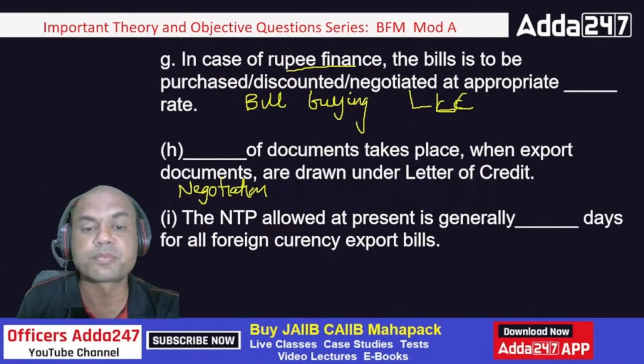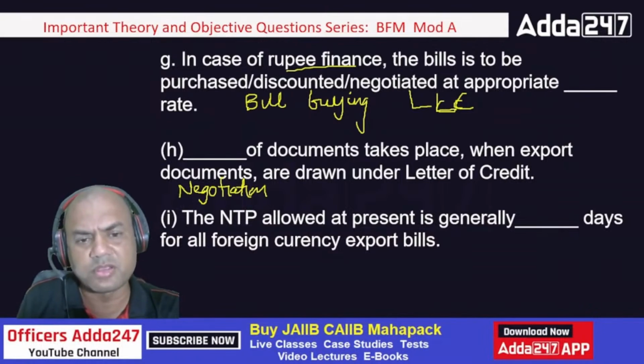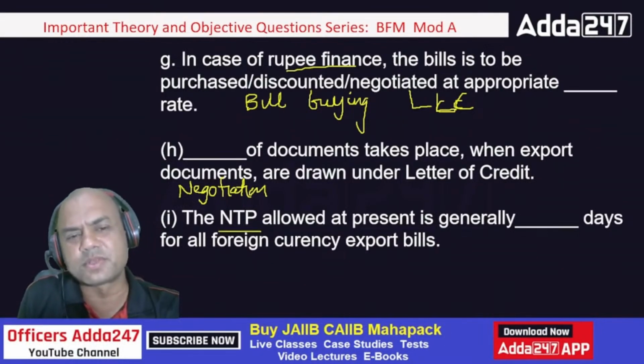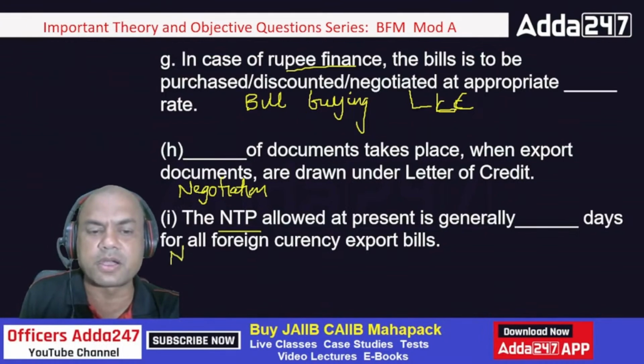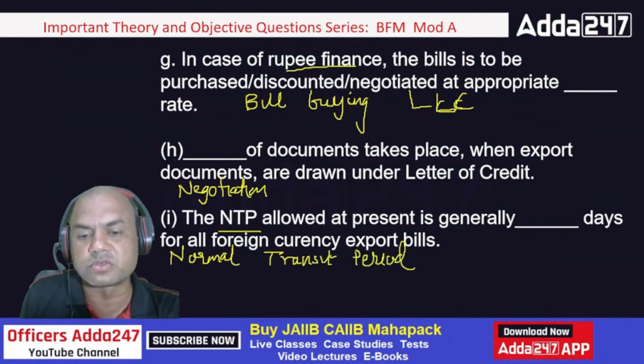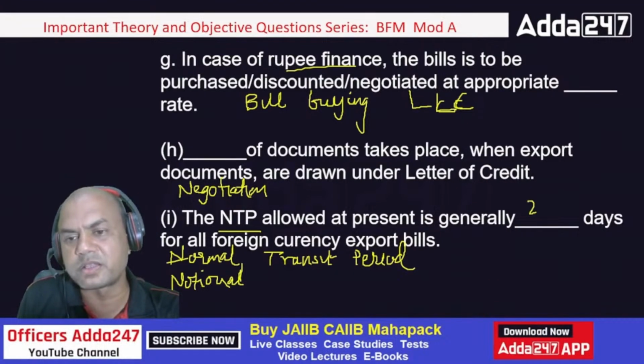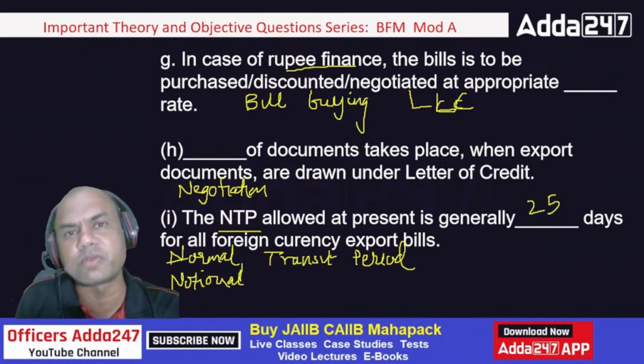The NTP allowed at present is generally dash days for all foreign currency export bills. NTP is called the Normal Transit Period. But some books write this as notional also, not normal. That is also okay. Notional means imaginary, hypothetical. So normally 25 days are required over here. These are generally 25 days, approved by FEDAI.